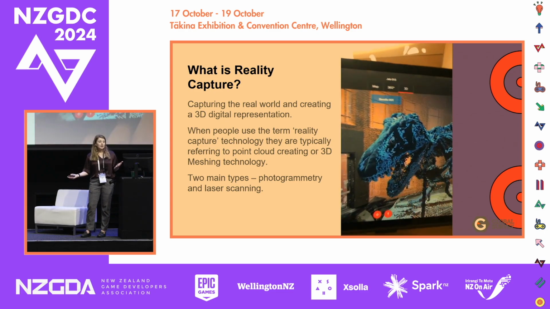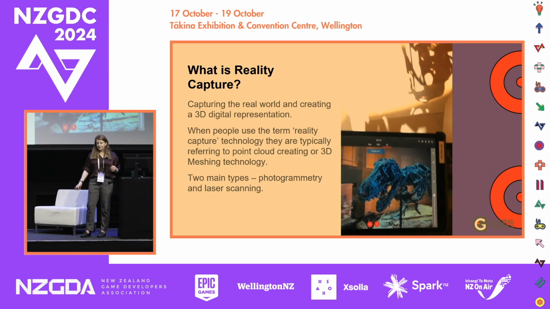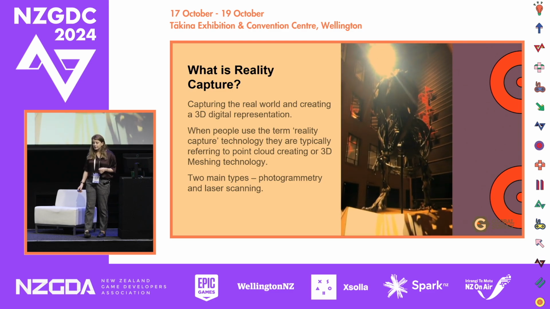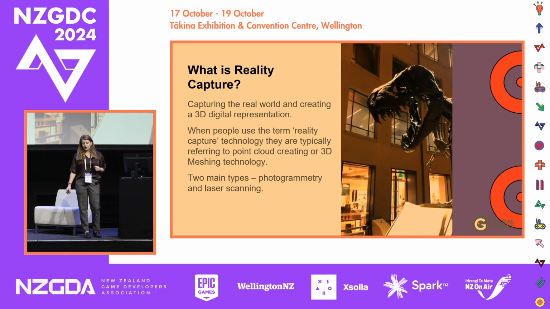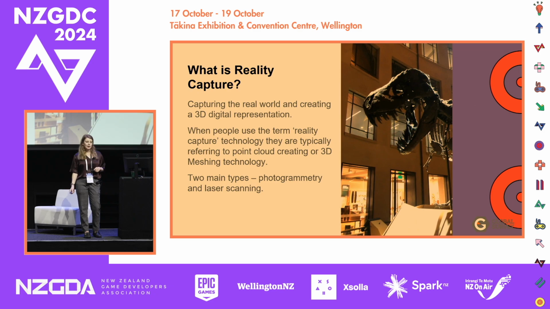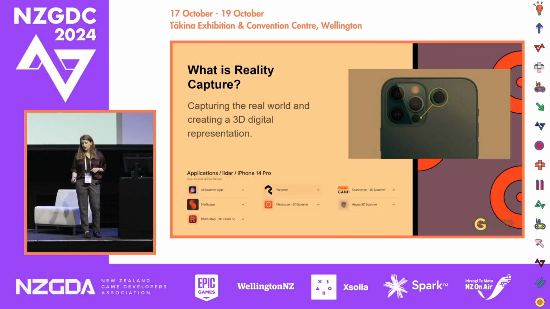So capturing the real world, creating a 3D digital representation of it, is quite broad, typically referring to technology creating point clouds, and two main types are photogrammetry and laser scanning.